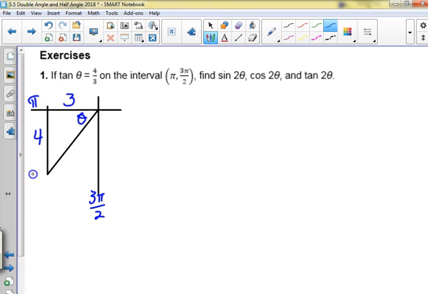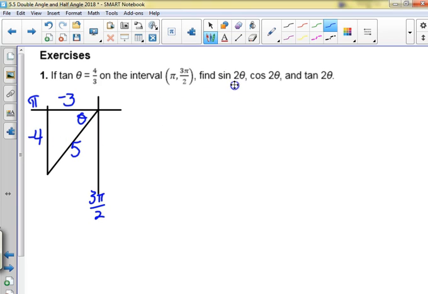Or y over x? What else? Something else I need to know. This is going to be a 5. But these both need to be negative. That was tricky, right? Because the tangent was positive. We had to remember that it's because those are both negative.